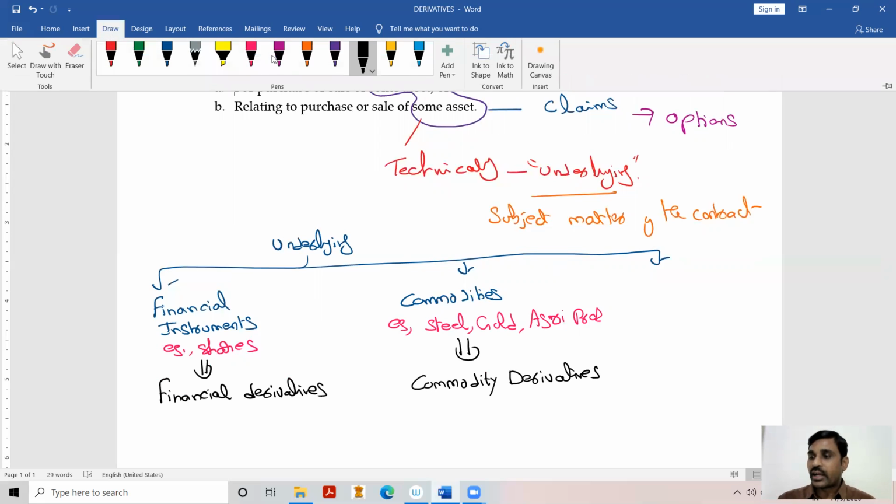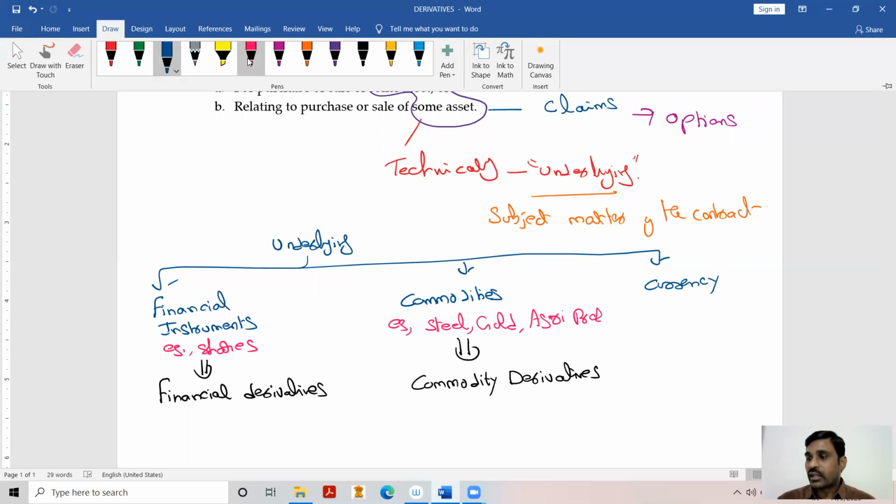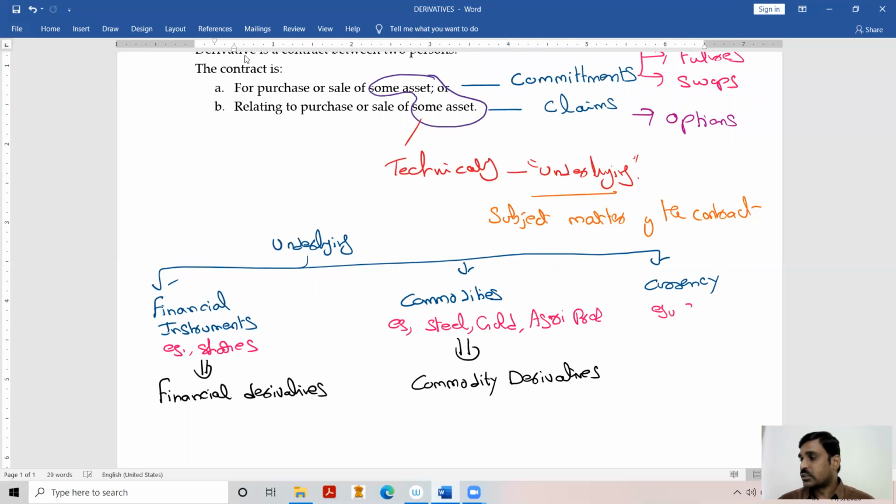And the third popular category can be currency. For example, dollars, USD, or euros, etc.